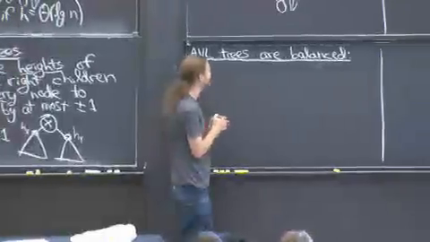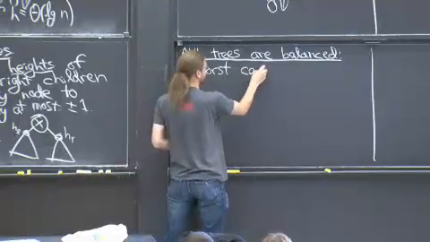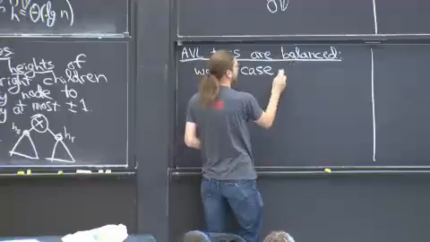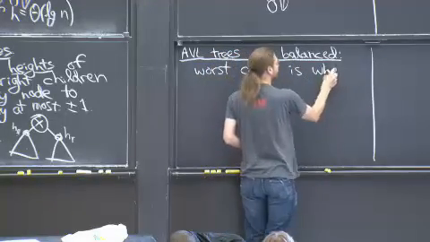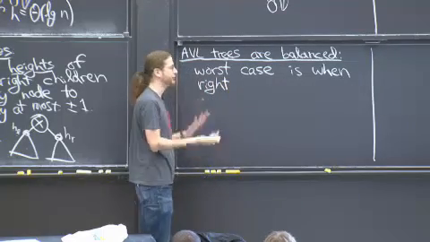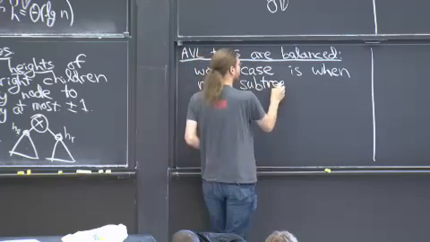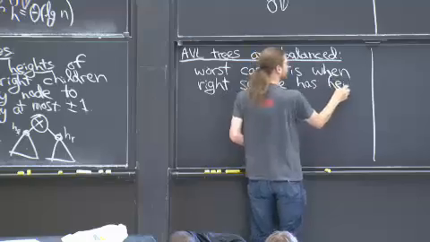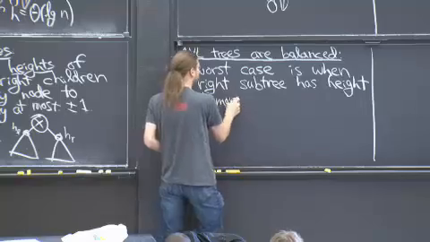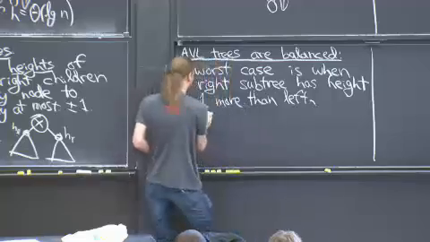All right. So I'm not going to prove this formally, but I think if you stare at this long enough, it's pretty obvious. There are multiple worst cases because right and left are symmetric. We don't really care. But let's say that the right subtree has height 1 more than the left for every node.